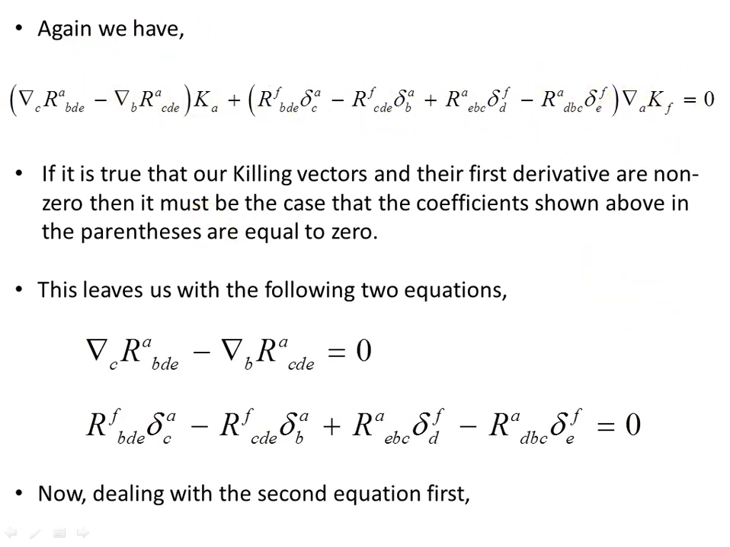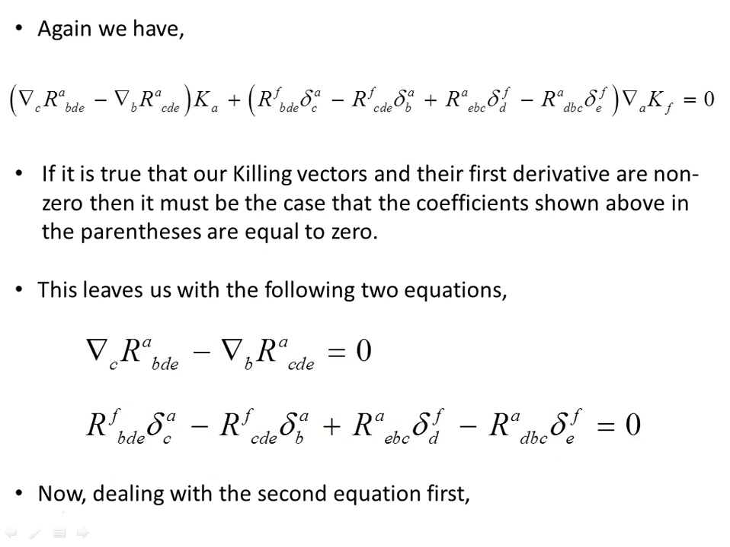Alright. Now if it is true that our Killing vectors and their first derivative are non-zero, then it must be the case that the coefficients shown above in the parentheses are equal to 0. Well, K_a is not 0, and ∇K_a is not always 0, sometimes it's not. So the only way this entire equation can be true is if these coefficients in here and these in here go to 0. So if that term and that term, the entirety together, goes to 0, these coefficients go to 0, that satisfies the equation. So that leaves us with two equations: this one here equals 0, and this part here equals 0.